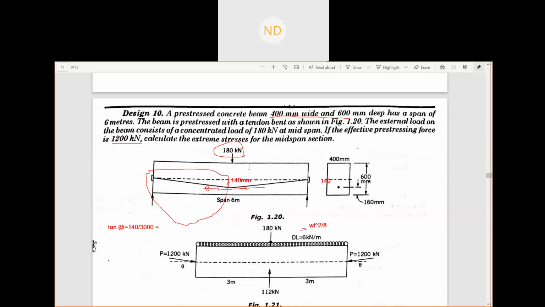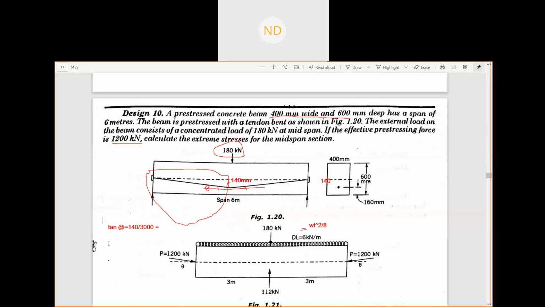So we need 2p sine theta. We have to calculate the sine theta because we know our external load W was 180 kilonewton, the external point load. Now we know that when we are provided with a bent tendon, there will be an upward thrust of 2p sine theta. To calculate sine theta, we know that theta is very, very small, so we can consider that to be tan theta. Since theta is very small, sin theta is very small, so we'll consider it to be tan theta.